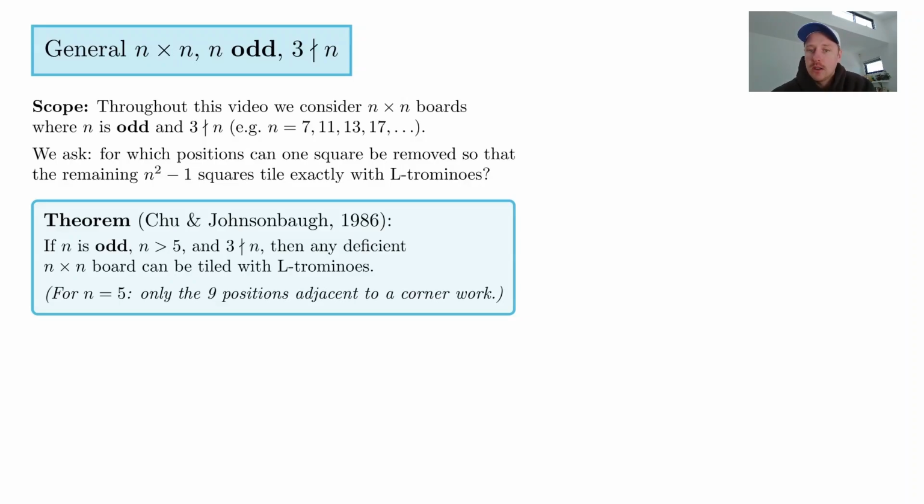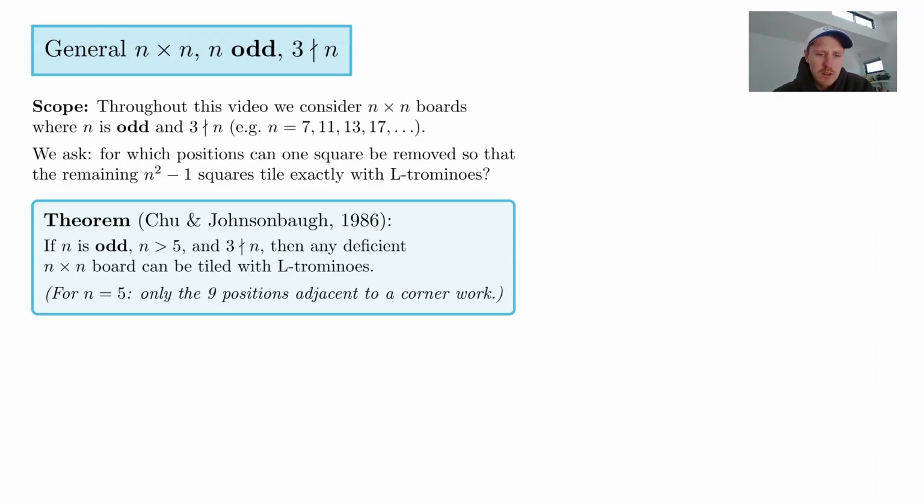So if it's an n by n, then there are n squared squares in the board, and then we take away one square. That gives us exactly the right count for L-Trominoes. N squared minus 1 over 3 would be the number of Trominoes you need to tile an n squared minus 1 sized area chessboard, I believe.